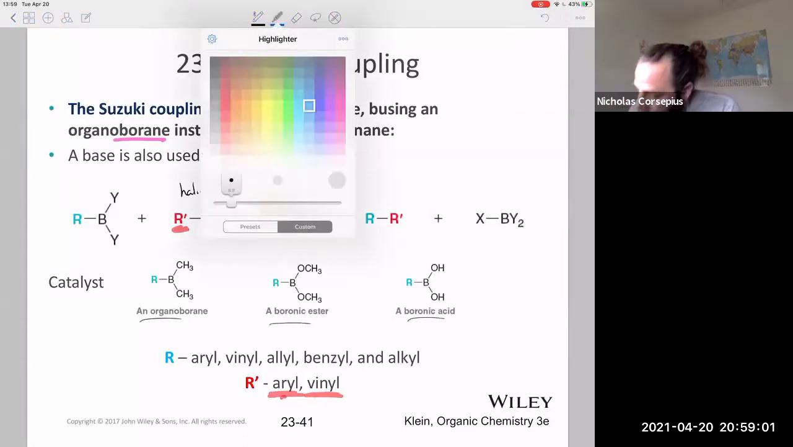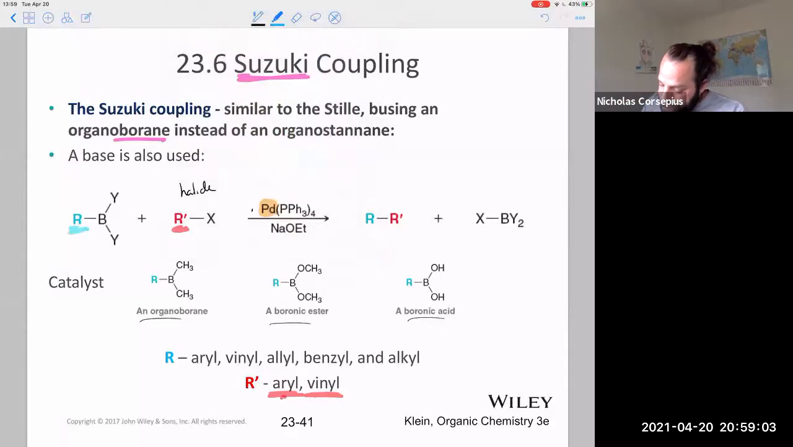Turning to the organometallic compound here, the R group that can be attached to that metal can be aryl, vinyl, allylic, benzylic. Plus, for the Suzuki, you can also use alkyl groups. Okay, so this is our first distinction. The organometallic compound, in this case an organoborane, can have just the same groups as it does with a Stille plus the alkyl. So R can basically be anything for a Suzuki reaction, right? Aryl, vinyl, allylic, benzylic, alkyl, that kind of covers all the bases.